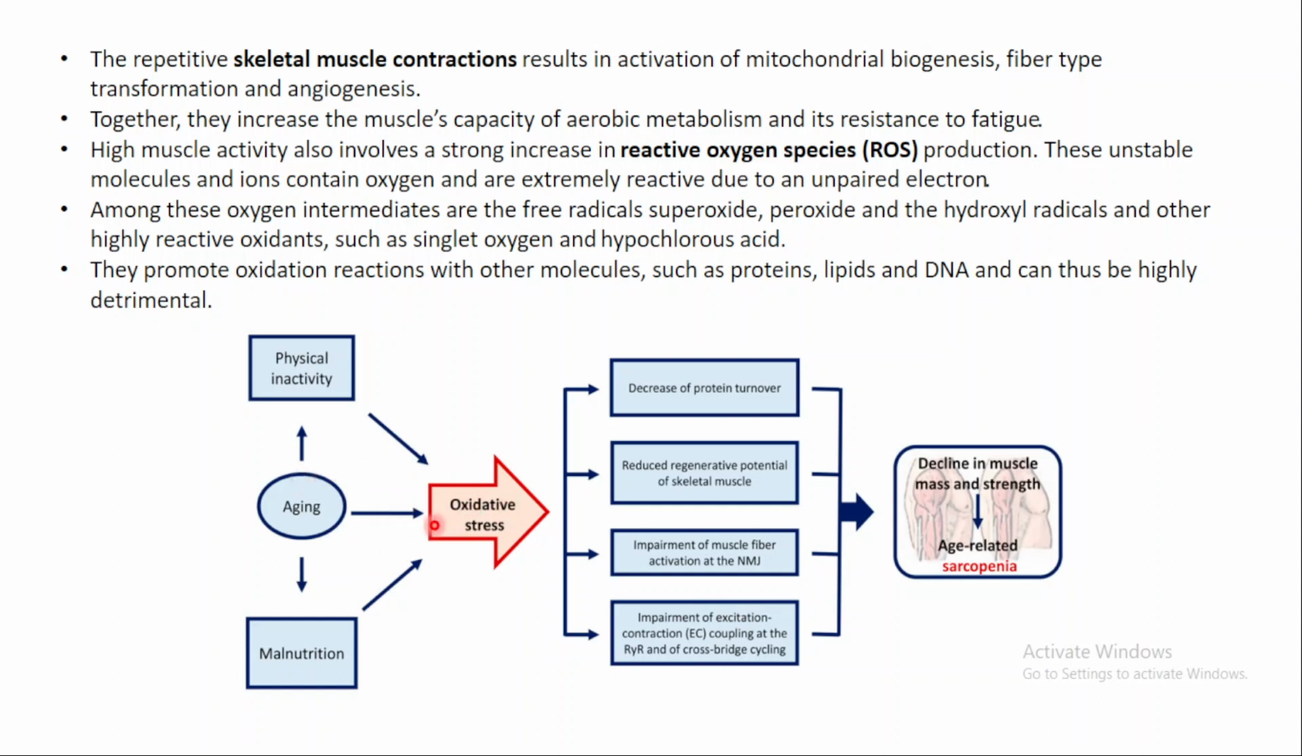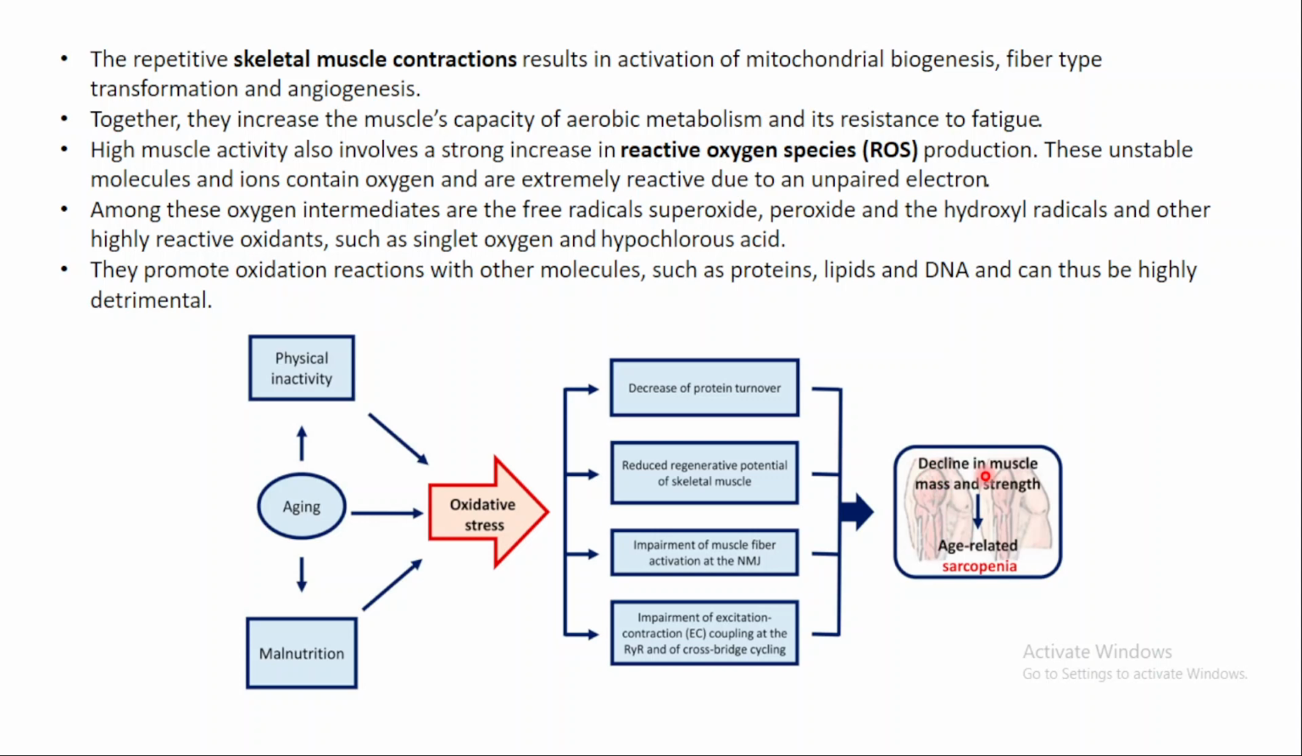As aging increases, oxidative stress increases, which leads to a decrease in protein turnover, regenerative potential of skeletal muscle, and impairment of muscle fiber activation at the neuromuscular junction. And all these activities lead to an overall decline in muscle mass and strength, which is also known as age related sarcopenia. So this is a phenomenon triggered by oxidative stress due to physical inactivity, which generates oxygen radicals with deficient electrons. Together they can lead to age related sarcopenia, which is a decline in muscle mass and strength.